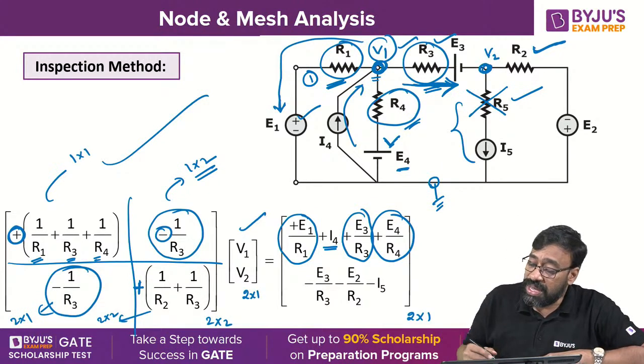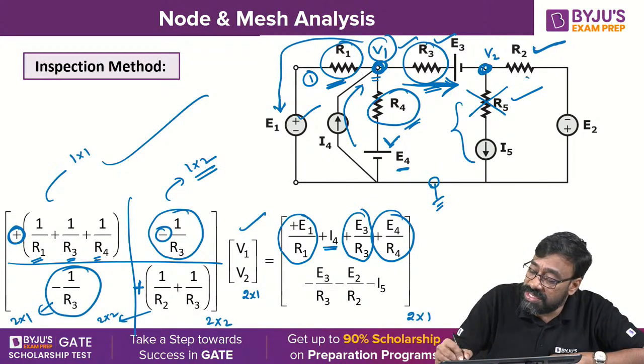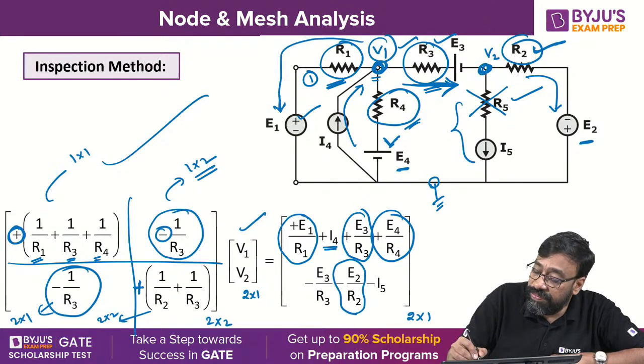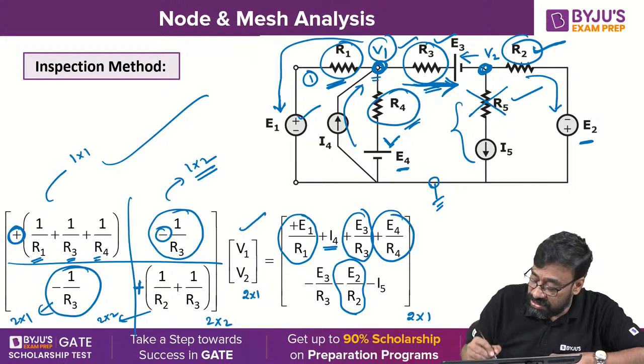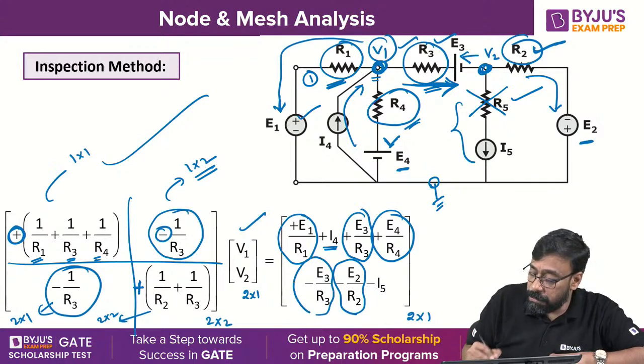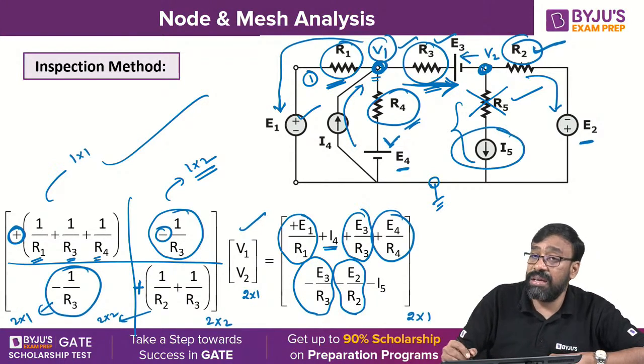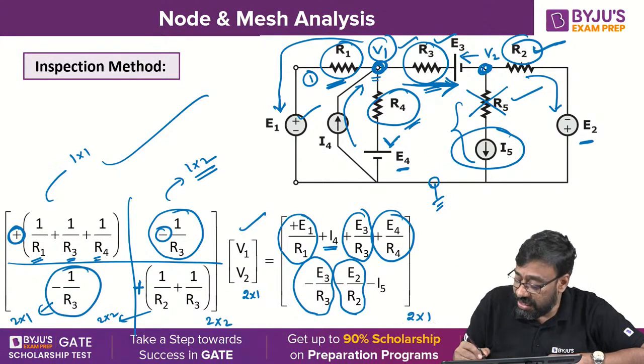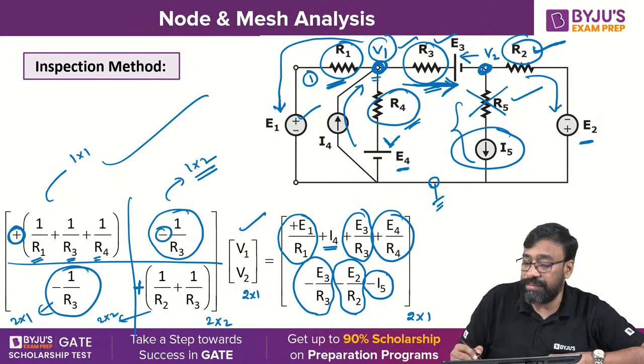Well, now, coming to V2. It is touching negative sign first, minus E2 by R2. Now, here, V2 greater, it is touching negative sign first, minus E3 by R3. I5 is leaving. Usually, leaving current is positive on the left side. But when you send it to the right side, it is negative, minus I5.